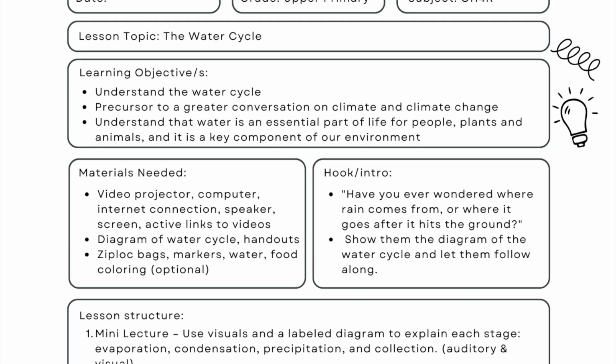We want them to understand the water cycle. We want them to know this because it's a precursor to having a bigger conversation about the climate and specifically the climate change crisis that we're facing today. We want them to understand that water is an essential part of life for people, plants, and animals, and it's a key component of our environment, as I had mentioned earlier. So that's what you want to think about when you're writing a learning objective. Why are we doing this? Why exactly are we teaching this particular lesson?